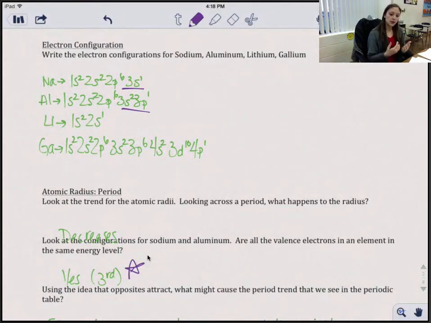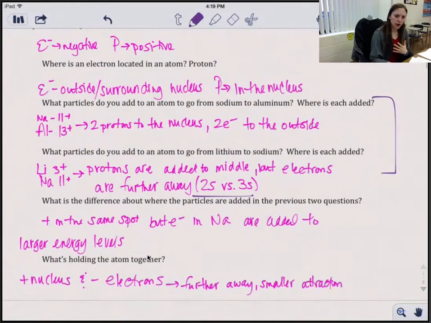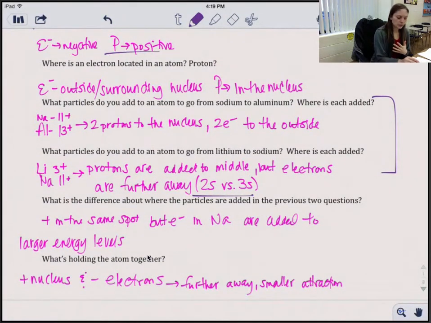So we're going to use the idea that opposites attract and figure out what might actually cause the periodic trend that we see in the periodic table. So I see that it should decrease. So we're going to try and explain why it gets smaller. Well, what we said earlier is that protons are positive, electrons are negative. Electrons are on the outside, protons are on the inside. So it would go along with my negatives on the outside wanting to be attracted to those protons in the middle. If they're attracted a whole lot, it'll be smaller. If they're attracted not a whole lot, it'll be bigger.